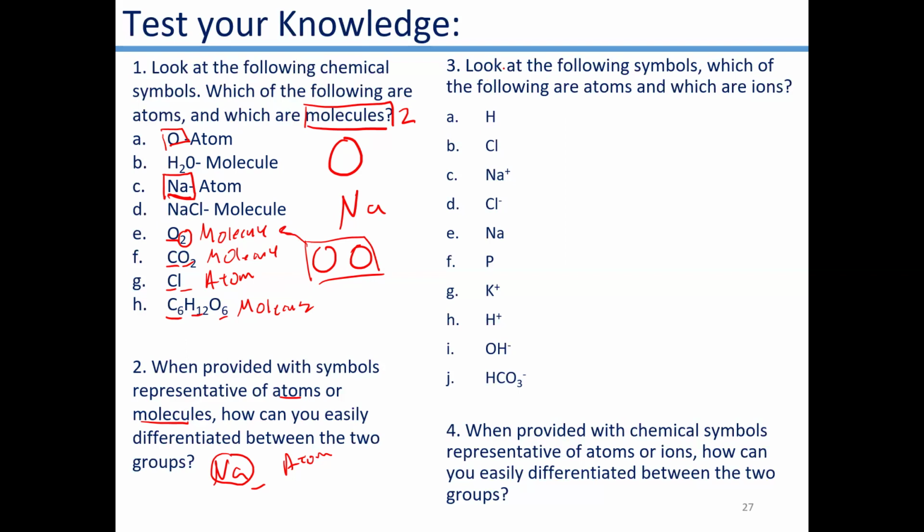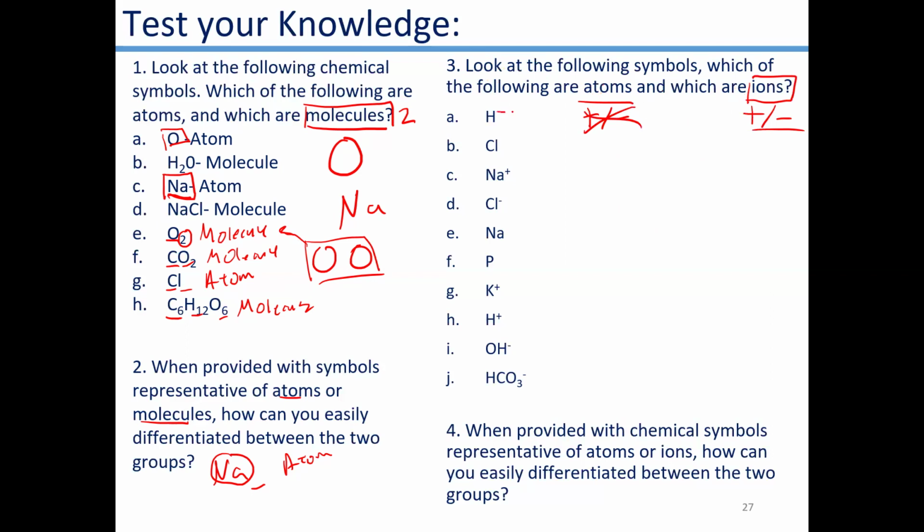All right, looking at number 3, it says, look at the following symbols. Which of the following are atoms and which ones are ions? Remember, atoms are going to be neutral, so they are not going to have a plus or a minus associated with them. Ions, remember, are going to be variations between that. They are going to have a positive or negative. So this one will not have these. This one will. In this case, I'm going to use A for atom, I for ion.